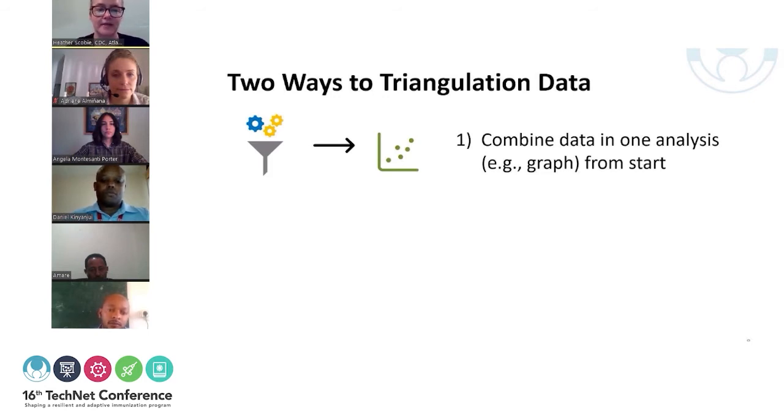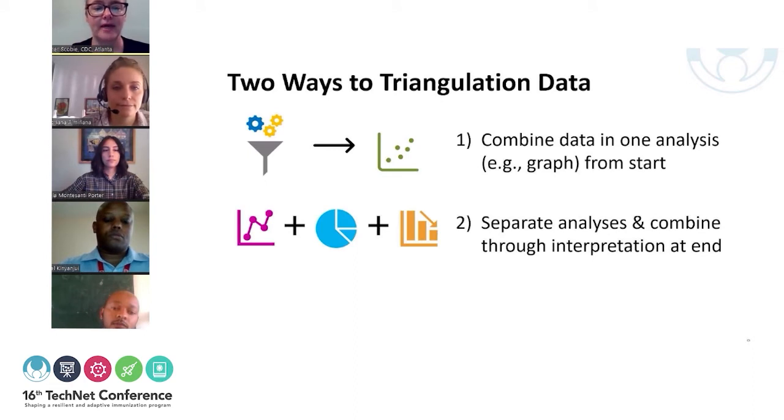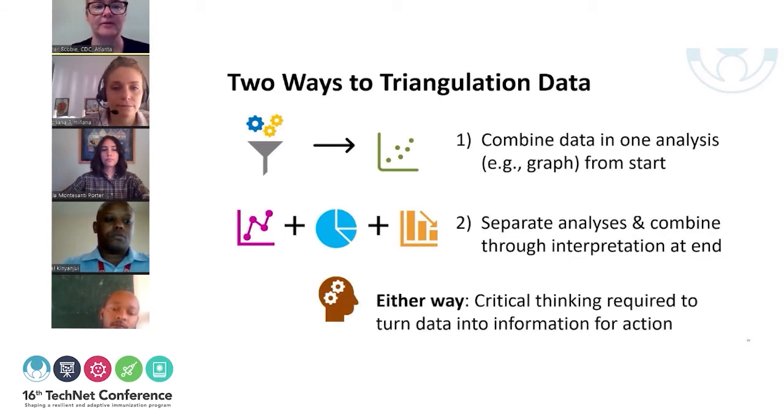There are 2 ways that we can think about triangulating data. The first way is the way that people most often think about, where you take a bunch of different data and put it into one analysis or graph from the start. The second way is to do separate analyses and combine through interpretation at the end, sort of like stitching together the different information into a story. Either way, critical thinking is required to turn data into information for action.